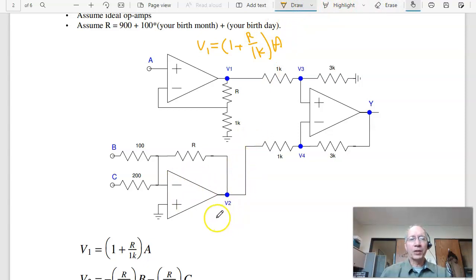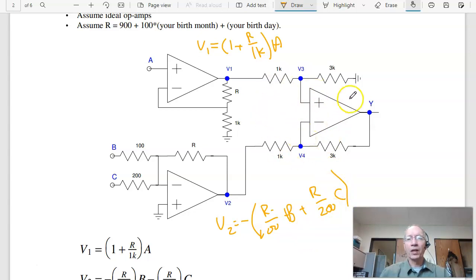Node 2. This is an inverting amplifier. So V2 is minus R over 100 times A, times B, plus R over 200 times C. And this is an instrumentation amplifier. Y is equal to 3, the ratio of the resistors, times the difference, V1 minus V2. The one going in the plus side adds, the one going in the minus side subtracts. Substitute, I have y as a function of A, B, and C.